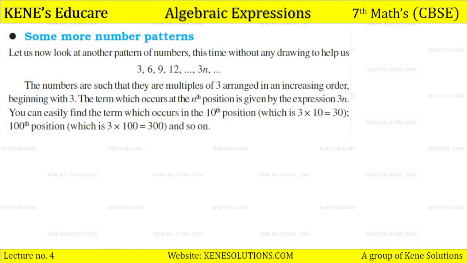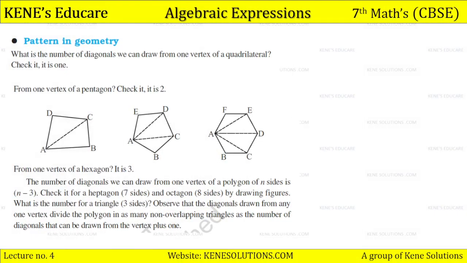Let us now look at another pattern of numbers, this time without any drawing to help us. 3, 6, 9, 12 and 3n. The numbers are such that they are multiples of 3 arranged in an increasing order. Beginning with 3, the term which occurs at the nth position is given by the expression 3n. You can easily find the term which occurs in the 10th position, which is 3 multiplied by 10 is equal to 30. So 100th position यहाँ पर, which is 3 multiplied by 100 is equal to 300 and so on. So students, pattern in geometry.